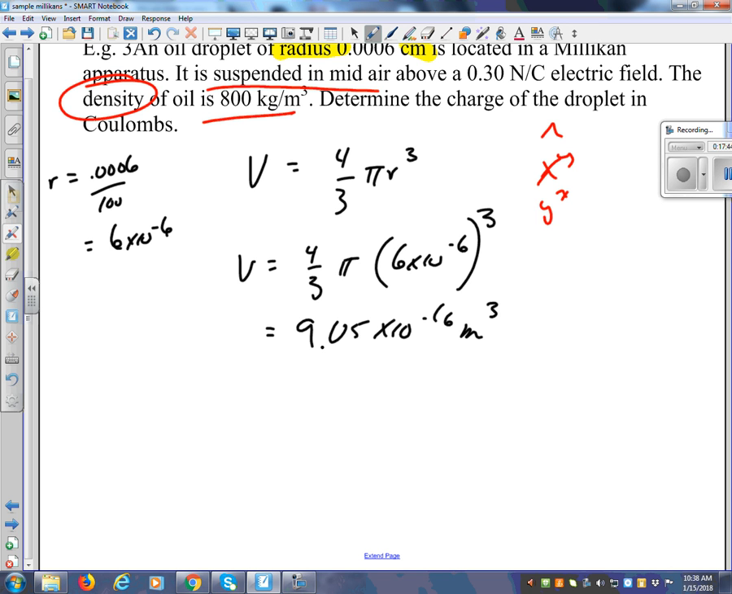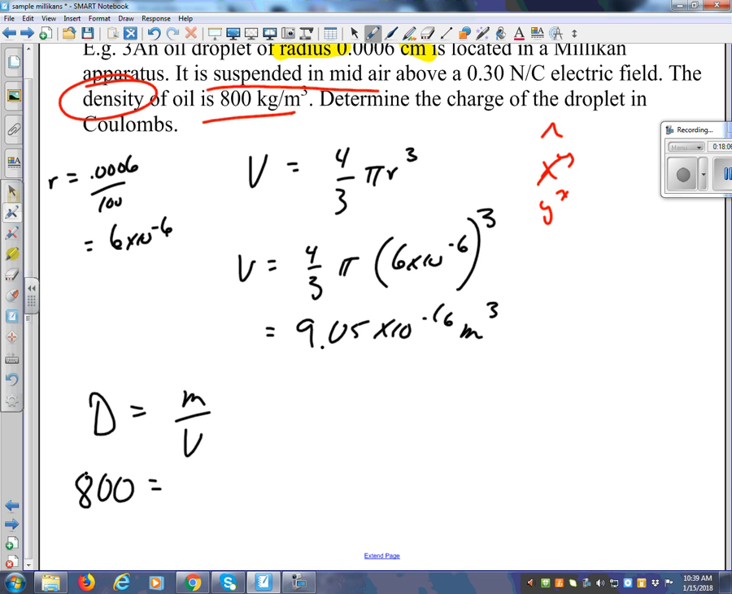See how things keep coming back? It's kind of like the circle of life a little bit. Circle of physics. Anybody remember what the formula for density is? Density is equal to mass over volume, which is exactly why I gave you the density, which is 800.